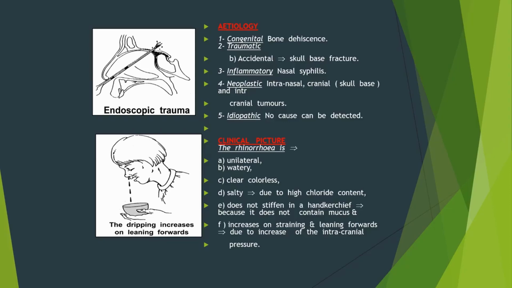What is the clinical picture? The rhinorrhea or the nasal discharge is usually unilateral, watery, colorless, salty due to the high chloride content in the cerebrospinal fluid, and it does not stiffen a handkerchief because it does not contain mucus. So this is a very important difference between nasal discharge of a cerebrospinal origin and nasal discharge coming from the nasal cavity or the sinus, because all nasal discharge from the nasal cavity and the sinus have mucus. And also cerebrospinal fluid increases on straining and leaning forwards due to the increase of the intracranial pressure.